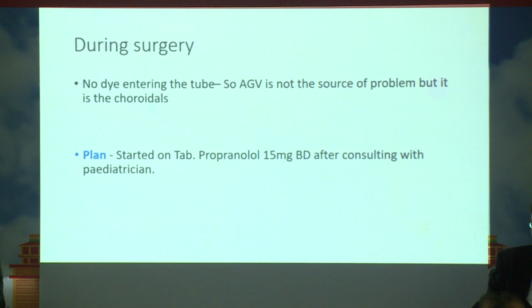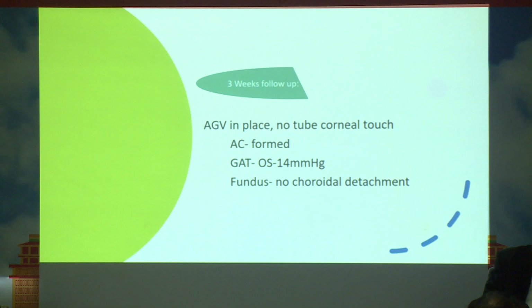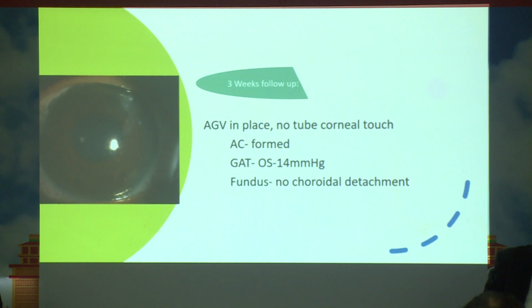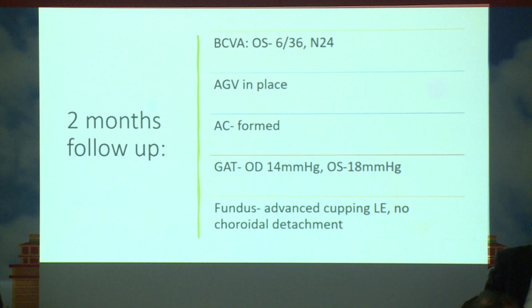So we realized that AGV is not the source of the problem, but it is the choroidals that are causing all the issue. So we started the patient on tab propranolol 15 milligram BD after consulting with the pediatrician. After 4 days, the AC started to deepen. On 3 weeks follow-up, the AGV was in place, no tube cornea touch, AC formed, IOP of 14, and the fundus showed no choroidal detachment. 2 months follow-up, BCVA of 6/36 and 6/24, AGV in place, AC formed, IOP of 14 and 18, fundus showed advanced cupping but no choroidal detachment.